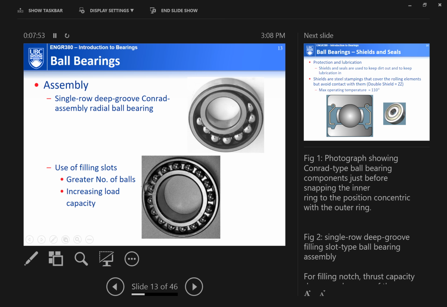Another type of assembly here is where you have a feeding slot. Then you drop the balls into the feeding slot here. Okay. With the second one, you can have a greater number of balls than the previous one. A greater number of balls basically means you can increase the load capacity, especially the radial load here. Okay. However, there is one shortcoming, which is what? When you have a slot like this, you will generate the so-called stress concentration, right?